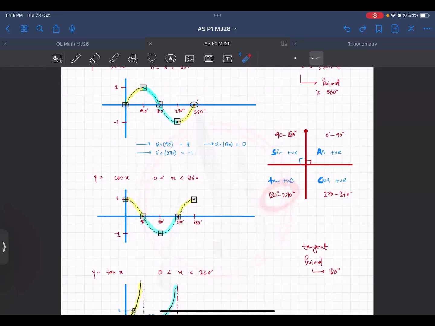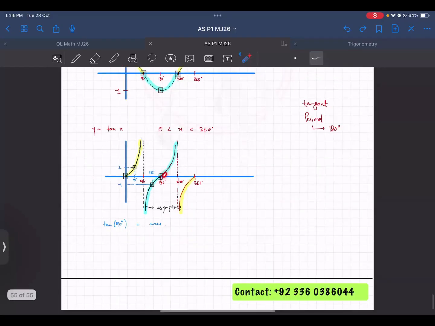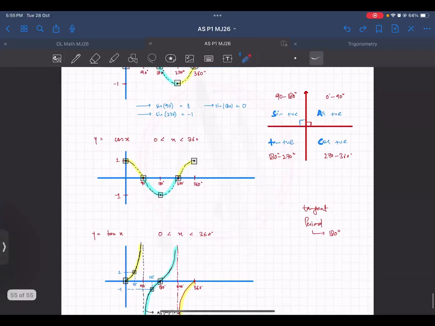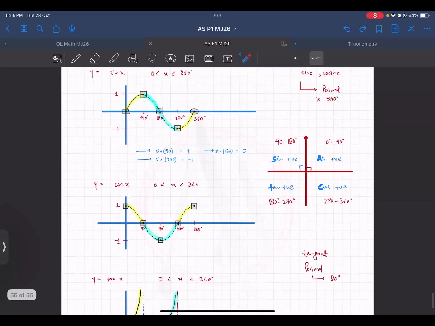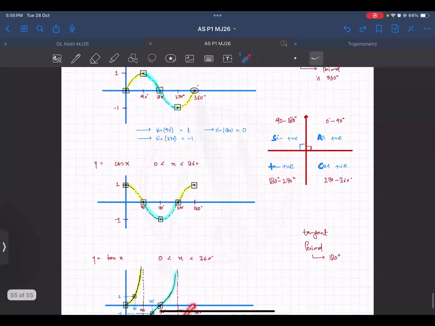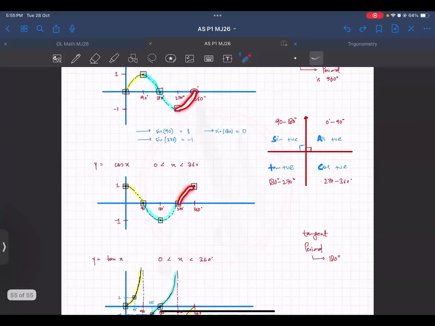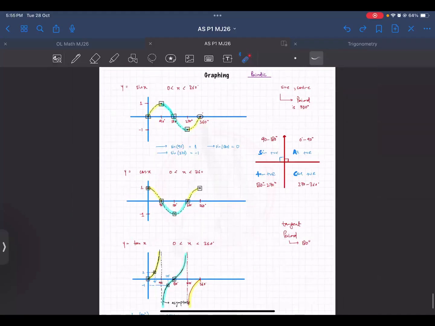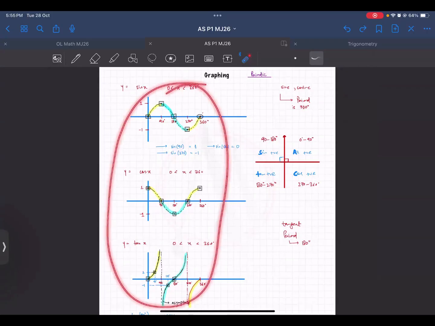Between 180 to 270, only tan is positive. You can see that tan is above the x-axis, in the positive y direction, while the other two are negative. And in the last quadrant, the fourth one, only cos is positive. Both of the other graphs are below the x-axis. Only cos is above, so cos values are all positive in the fourth quadrant. Using these graphs, we are getting this CAST.